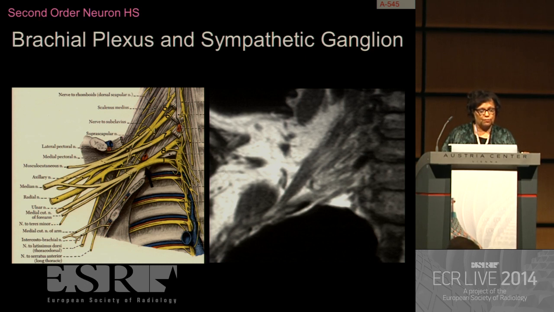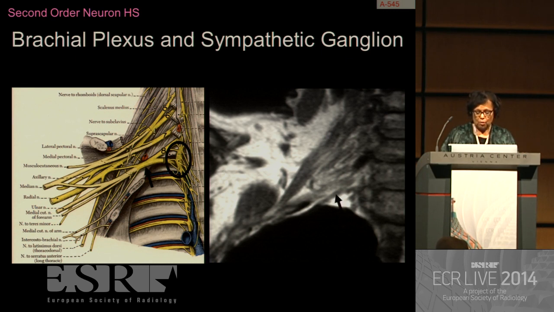So here we can see the inferior trunk of the brachial plexus formed by the C8 and T1 nerve roots. And if you look between those nerve roots, you can see here the inferior cervical ganglion. Remember, sometimes this ganglion is very large. When you have a fusion of the inferior cervical and first thoracic ganglion, it's referred to as the stellate ganglion.